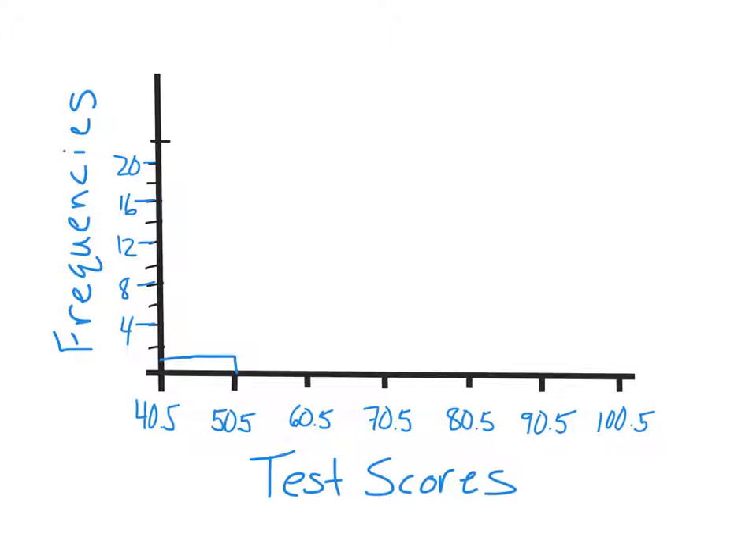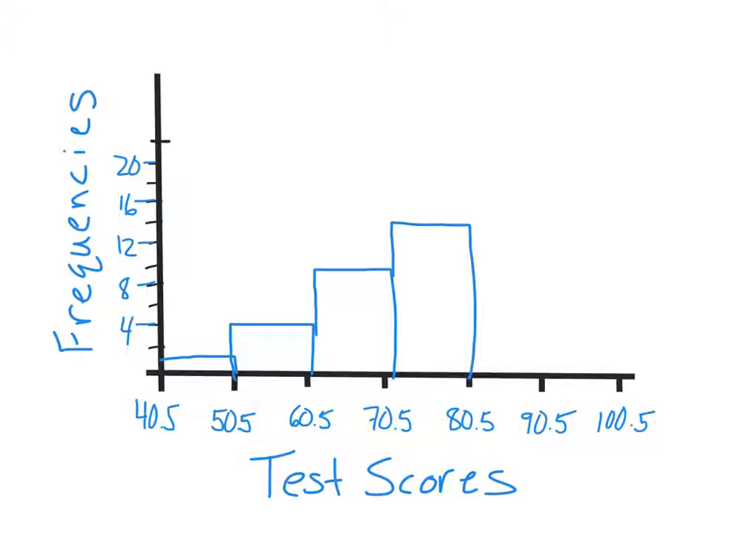Our second bar has a height of 4, so right next to this one we're going to go up to 4 and over. Our next bar has a height of 10, so that's between the 8 and the 12. So about there. There's our 10. Then we have, I think it was 12, 14. So we'll go up to here. That has a height of 14.